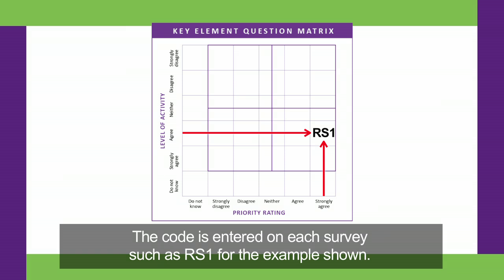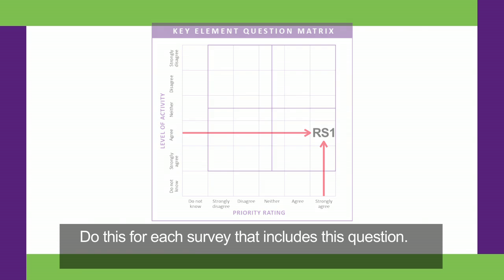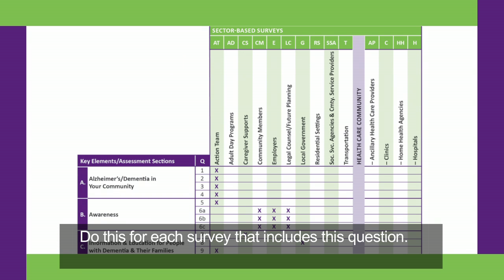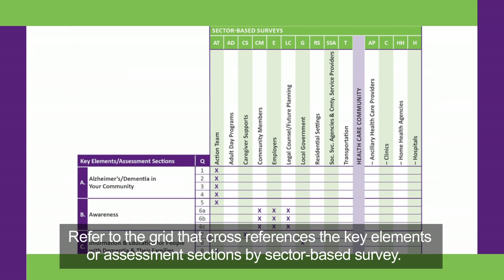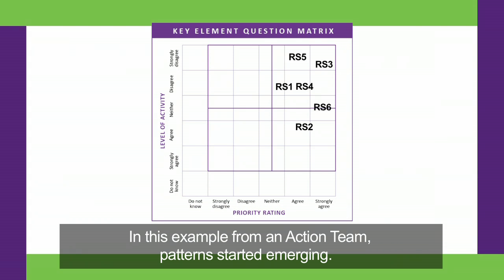The code is entered on each survey, such as RS1 for the example shown. This represents the first residential survey conducted. Do this for each survey that includes this question. Refer to the grid that cross-references the key elements or assessment sections by sector-based survey. In this example from an action team, patterns started emerging.